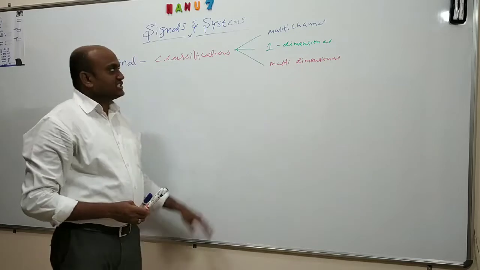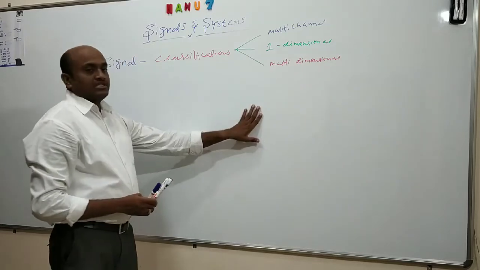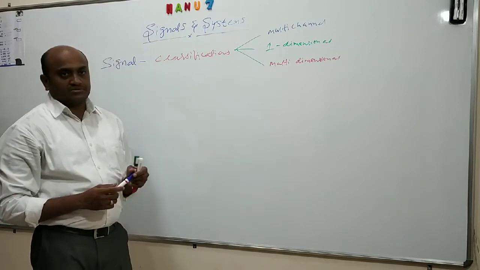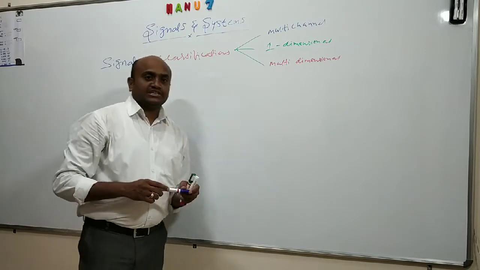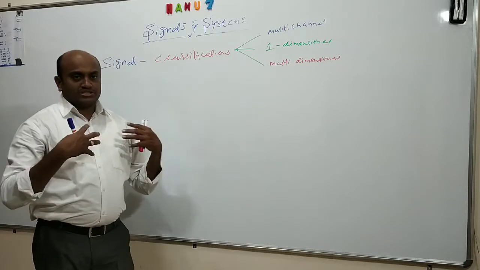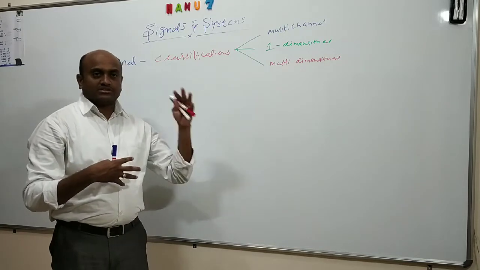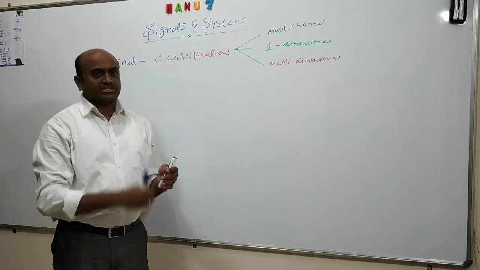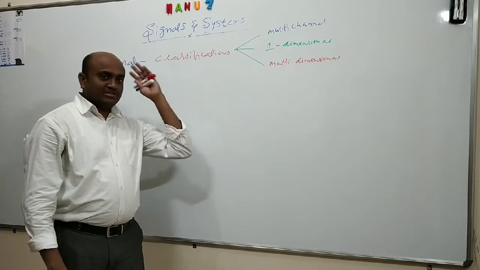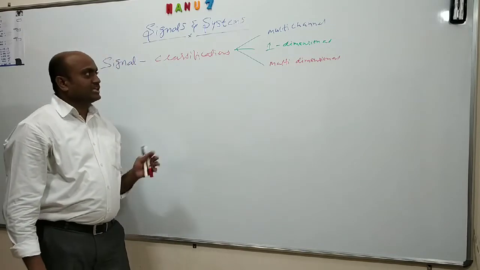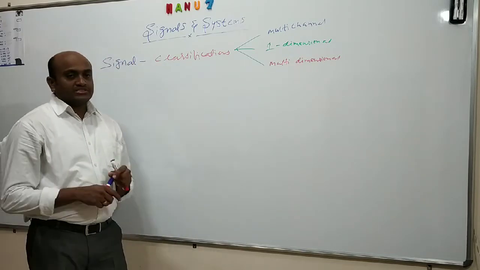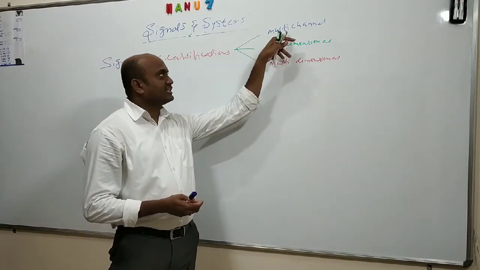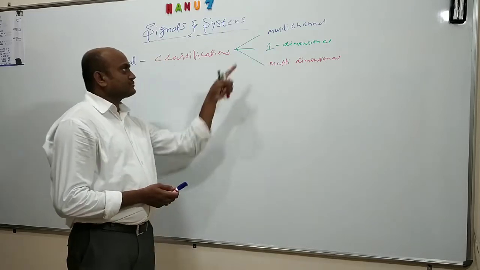Multi-channel signals are signals generated from multiple sources. For example, take an EEG or ECG. They will connect multiple sensors to the patient's body. If it is an ECG, they will connect sensors near the heart. If it is an EEG, they will connect sensors near the head, the brain. So there we are generating a signal from multiple sources. Such signals fall under the category of multi-channel.